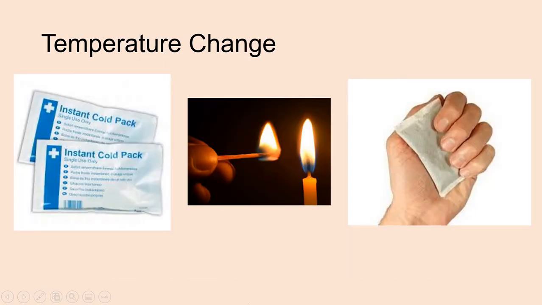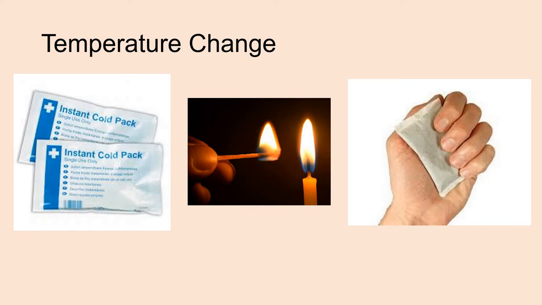There could also be a temperature change associated with the chemical reaction. So if you play sport, you may have seen those instant cold packs where you have two compartments in a pack and you have to rub it together and snap it, and then suddenly it goes really cold and you can put that on your knee or your ankle or wherever you've hurt.